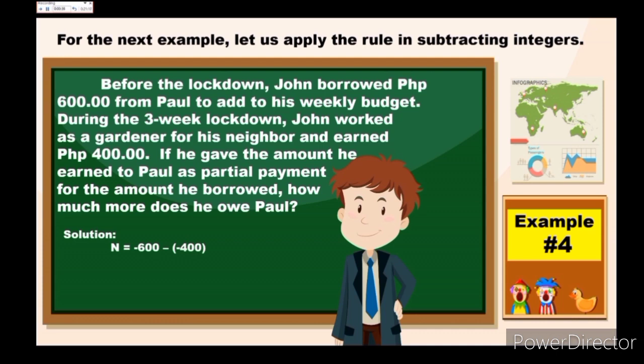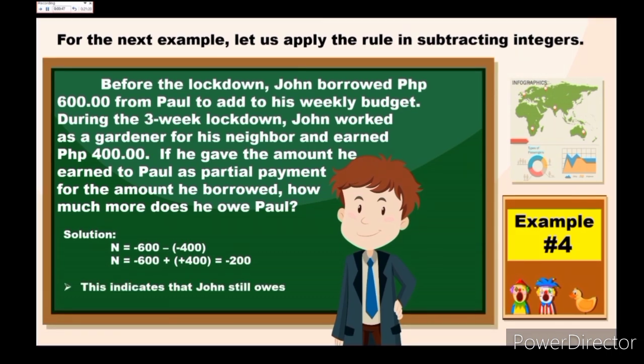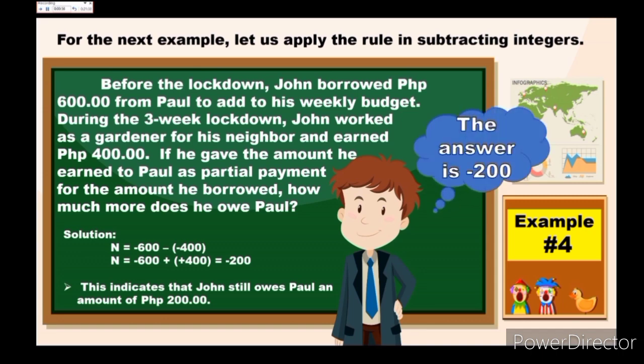N is equal to negative 600 minus negative 400. N is equal to negative 600 plus positive 400, or its additive inverse, equal to negative 200. This indicates that John still owes Paul an amount of 200 pesos. Now, what do you think is our answer? Yes, the answer is negative 200 pesos.